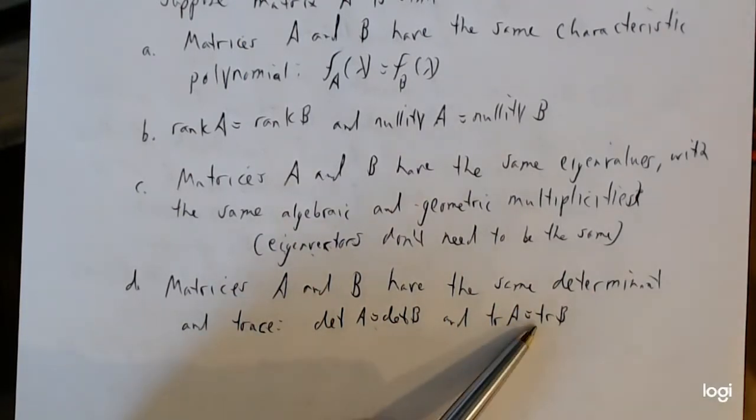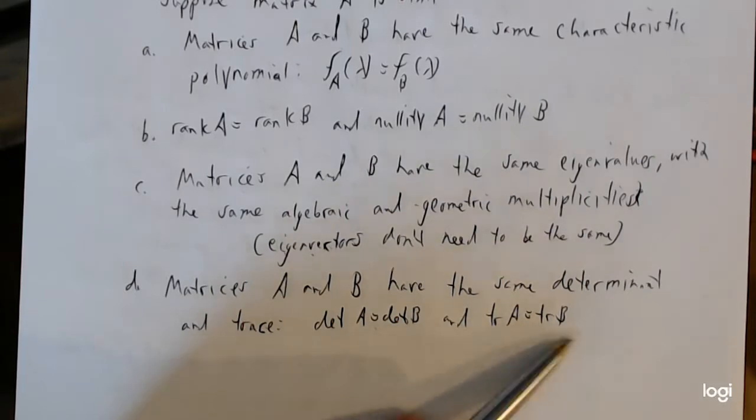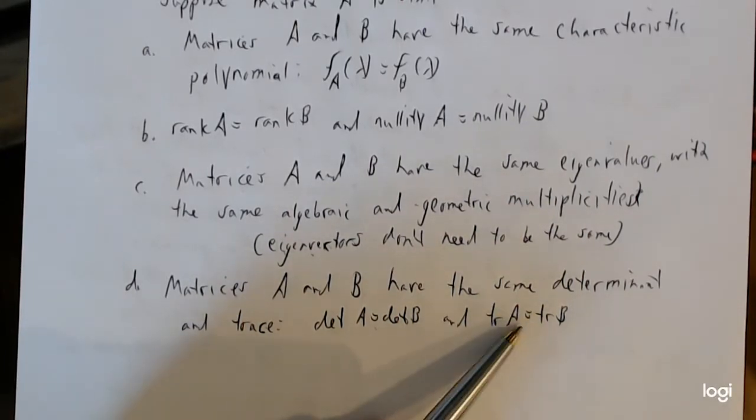And same thing with the trace, right? Because the trace of A and the trace of B is just the sum of the eigenvalues. And since we know that their eigenvalues are going to be the same, then the sum of the eigenvalues will be the same. So the trace of A and trace of B is the same.